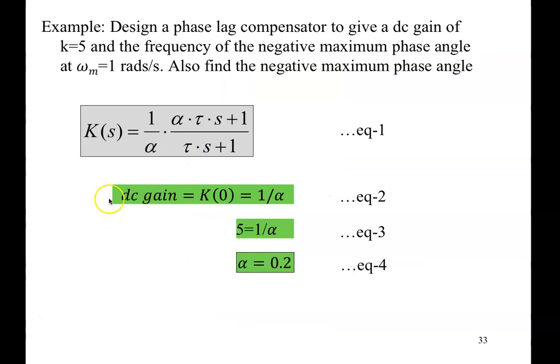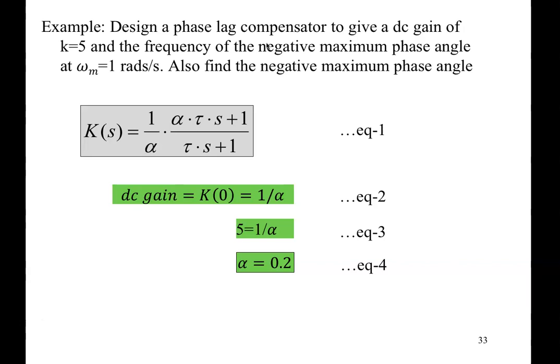I will give you an example here. Say design a phase lag compensator to give a DC gain of 5 and the frequency of a negative maximum phase angle at omega m equals to 1 radians per second, and also find the negative maximum phase angle. So we no longer want to work out the phase angle first, because this time we get a negative phase angle, which is not really what we're designing phase lag for. Okay, we are here to try to increase the gain.